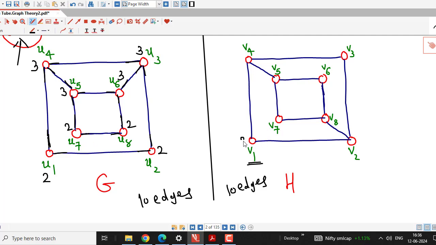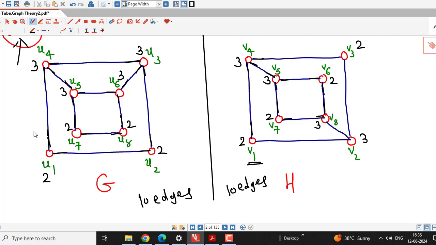Here we have two edges meeting at V1. Similarly at V2 we have 1, 2 and 3 edges. For V3 we have 2 edges. For V4 we have 1, 2 and 3 edges. V5 is also having degree 3. For V6 degree is 2. For V7 degree is 2. And for V8 degree is 3.